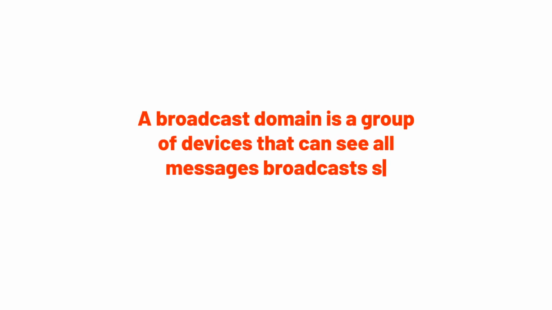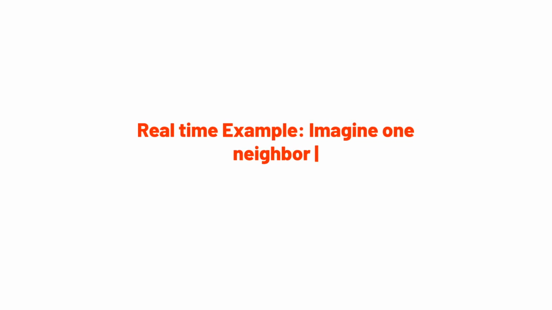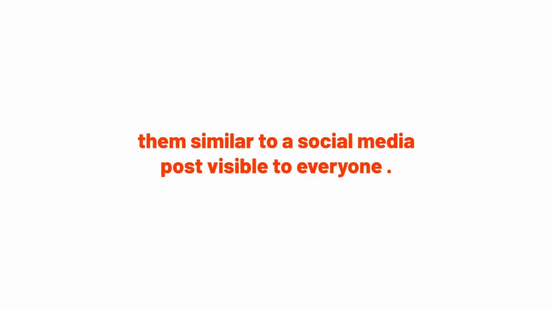A broadcast domain is a group of devices that can see all messages broadcast sent on the network. Real-time example. Imagine one neighbor yells pizza delivery for apartment 5. Everyone hears it, even if it's not for them, similar to a social media post visible to everyone.